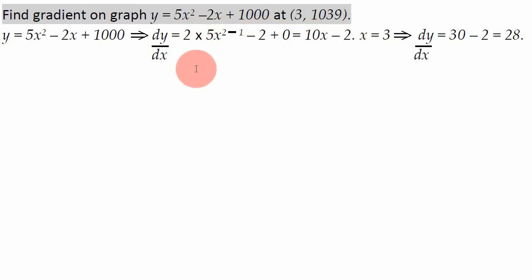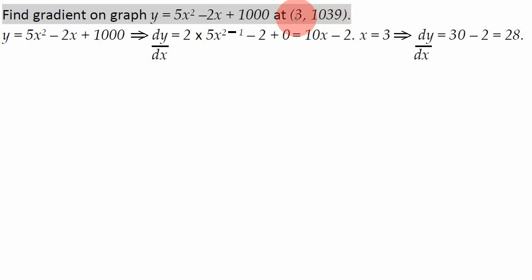which is 10x minus 2. So, differentiating this equation, y equals 5x squared minus 2x plus 1,000, gives you this formula, dy by dx, which just means the gradient on that graph. Just means the gradient, really. The formula for the gradient. And the formula for the gradient is 10x minus 2. So, if you've got the x value of any coordinate on the graph, you just put that in there into this formula and it will tell you the gradient at that point.